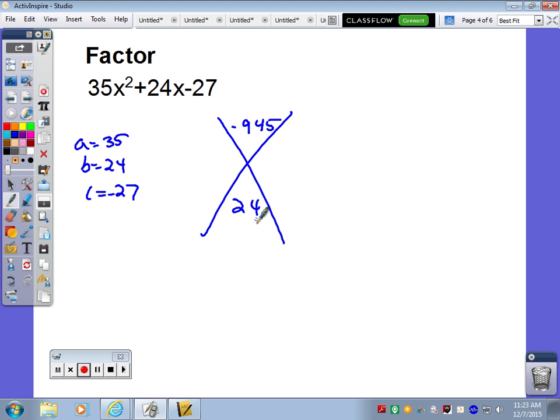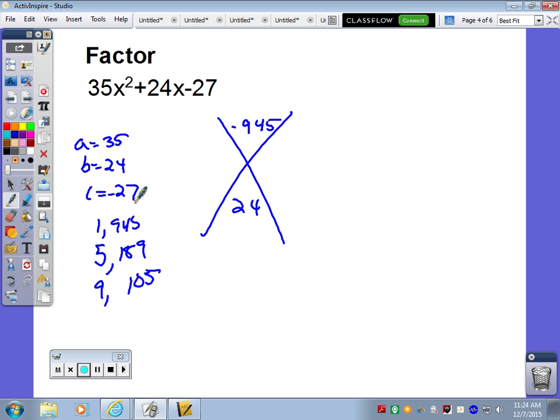So the first thing we're going to do is make our little 1, 2, 3 chart. 1 and 945 does not get us 24. 5 and 189 does not get us it. So we look at our factors here, 27, 35, they both have, well, this one has a 9 in it. So 9 and 105. And then this has a 5 and a 7. This one has a 9 and a 3.